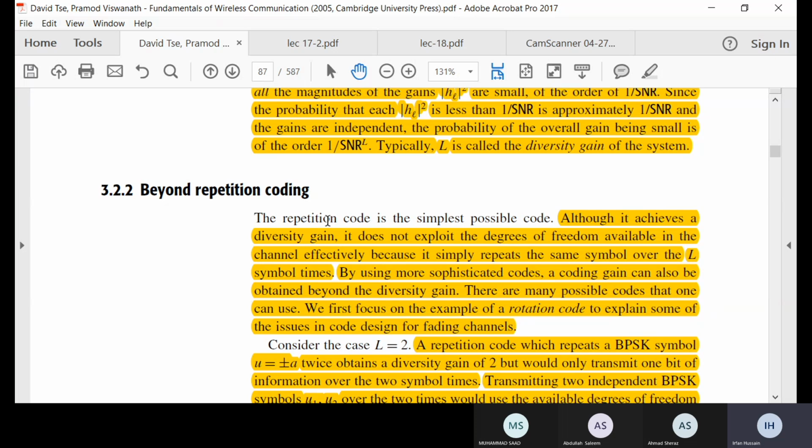that if I apply repetition coding, yes, I get a diversity gain because I repeat my symbol, but you could see I am not exploiting my degrees of freedom because I am taking two symbol times, or let us say if I am repeating L times, I am taking a space of L for just sending one symbol. I am taking L symbol times. So I am not utilizing my degrees of freedom, which are L, but I am just sending one data. But I am getting again L gain, diversity gain.